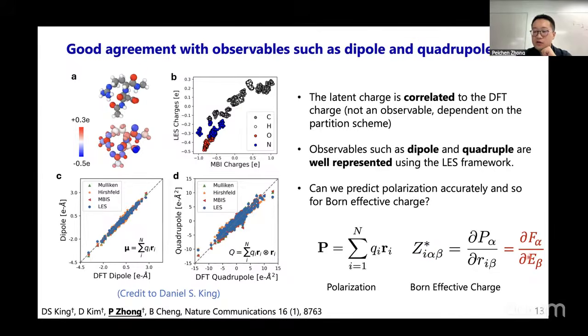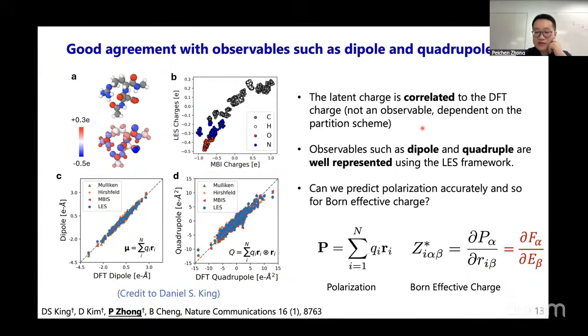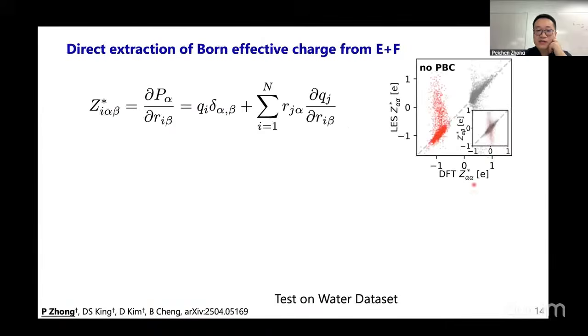For example, it also equals the derivatives of the forces with respect to the external electric field. That means if you have the prediction of the Born effective charge, then you can apply an external field and see how the system evolves under the electric field. So yes, we try to predict the polarization and derive the Born effective charge in the water data set.